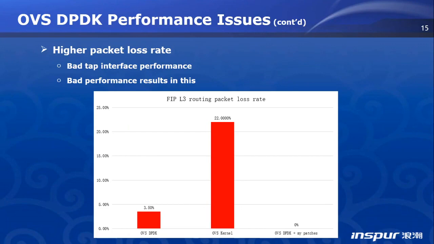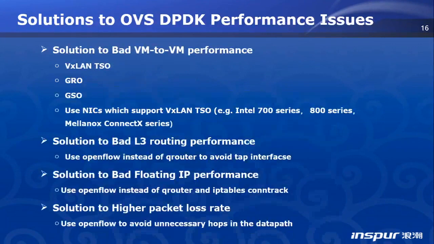For floating IP L3 routing, the packet loss rate is still high. Floating IP layer 3 routing means two VMs are in different compute nodes and different subnets. They communicate with each other by floating IP and QRouter. So far, you can see the current OVS-DPDK community version does have so many performance issues that it is not usable in an OpenStack plus Neutron environment in case of DVR mode.